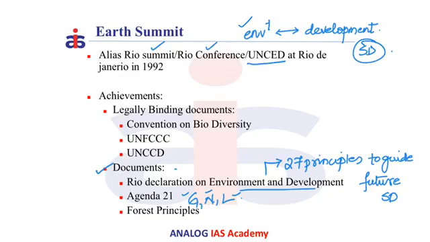The 3 legally binding documents that were part of the achievements were the Convention on Biodiversity, the United Nations Framework Convention on Climate Change, and the United Nations Convention to Combat Desertification.